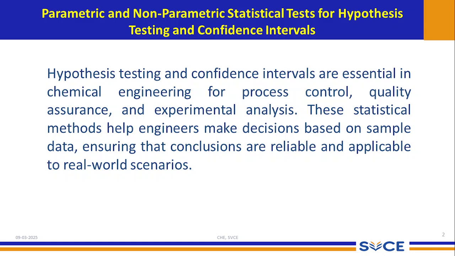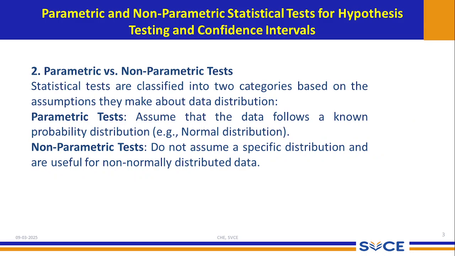These statistical methods help engineers make decisions based on sample data, ensuring that conclusions are reliable and applicable to real world scenarios. So, first and foremost, we should know the differences between what is a parametric test and what is a non-parametric test. Both of these come under statistical tests. Statistical tests are classified into two categories based on the assumptions they make about data distribution.